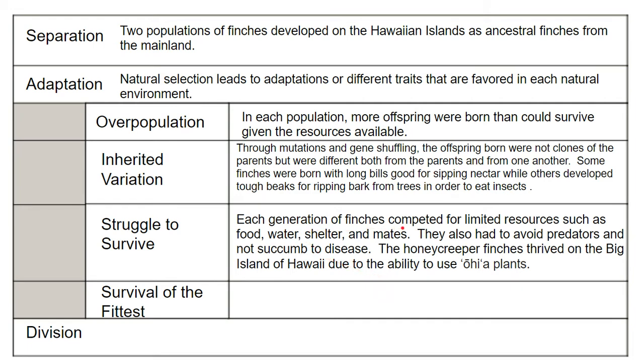Each generation of finches competed for limited resources such as food, water, shelter, and mates. They also had to avoid predators and not succumb to disease. The Honeycreeper finches thrived on the Big Island of Hawaii due to the ability to use these specific plants. Now, we could describe why the parrotbill honeycreeper was successful in its very unique niche.